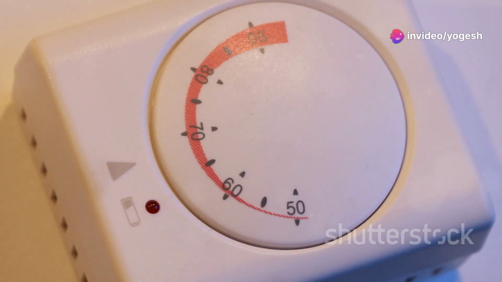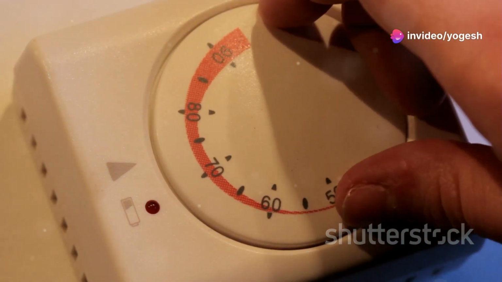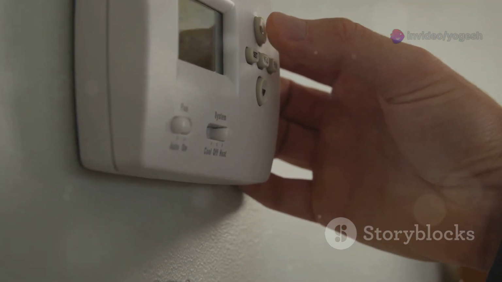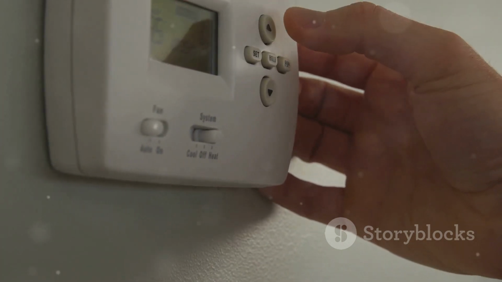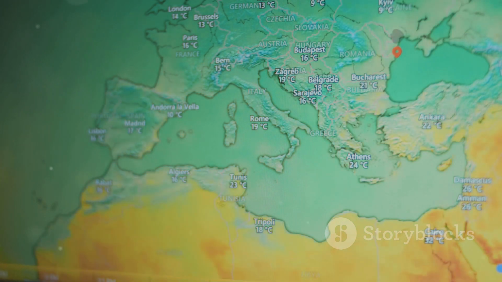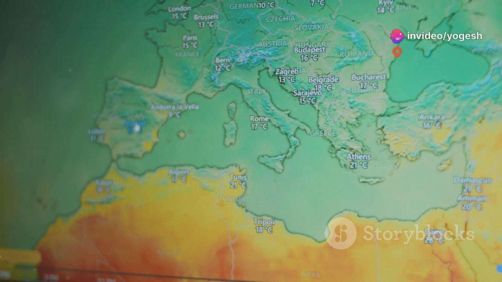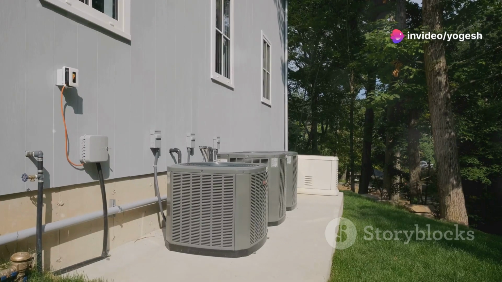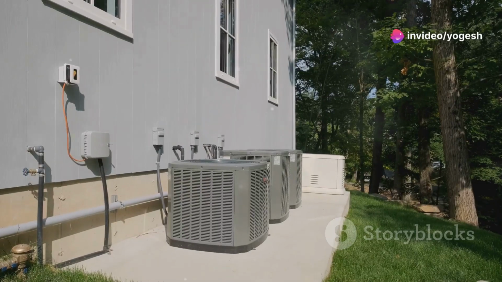The P part reacts to how far off the temperature is. The I part ensures the room eventually reaches the exact set temperature. The D part helps prevent overshooting, so it does not get too hot or too cold. This ensures comfort and saves energy.